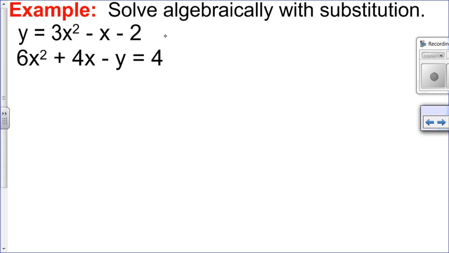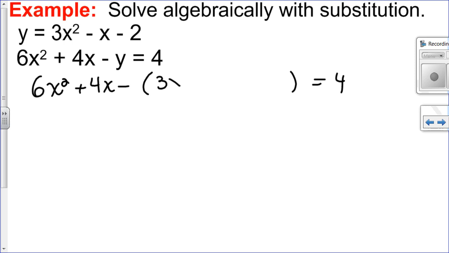So I already see that y is isolated, which is nice. So I'm going to substitute that in place of y. So in my second equation, I have 6x squared plus 4x minus y equals 4. Now I'm putting brackets there. I always put brackets for my substitution, especially when I have subtraction. So y is really 3x squared minus x minus 2.